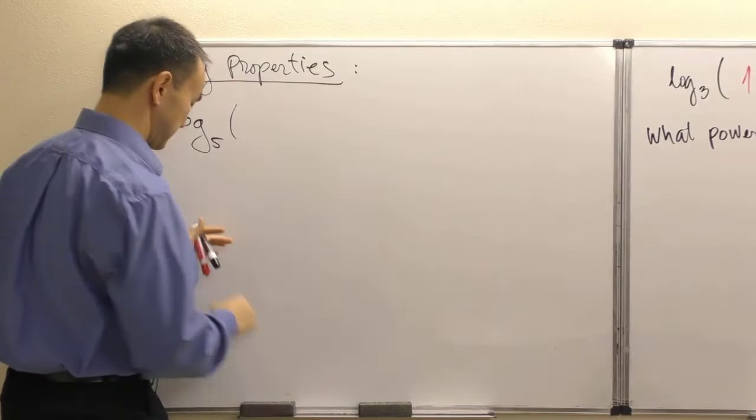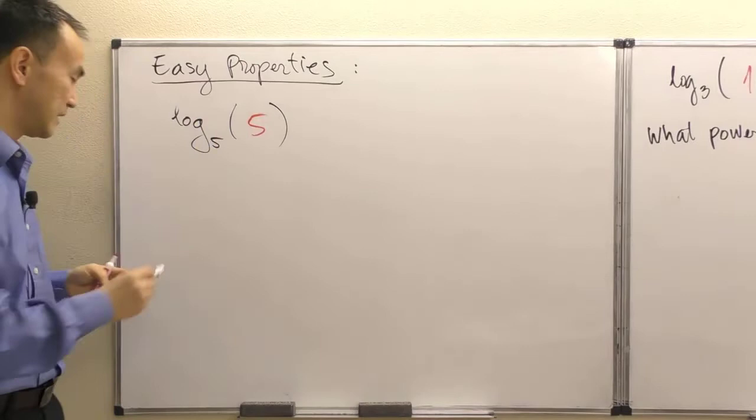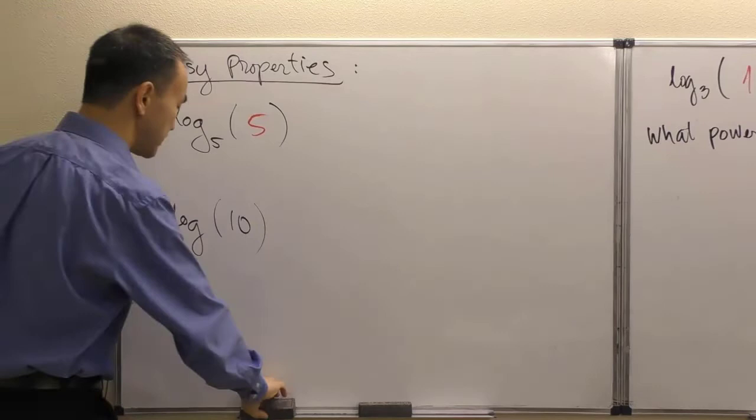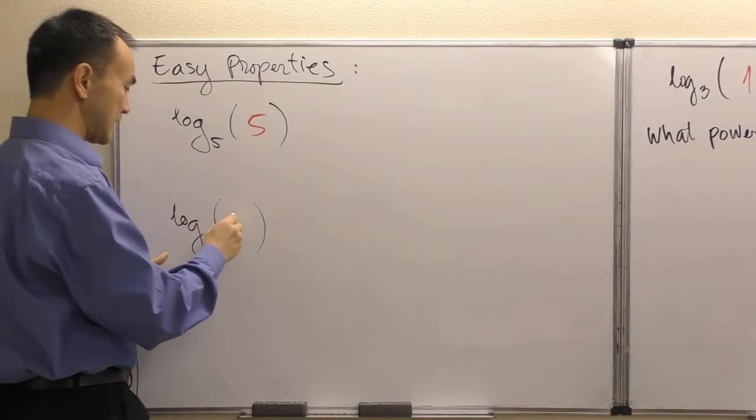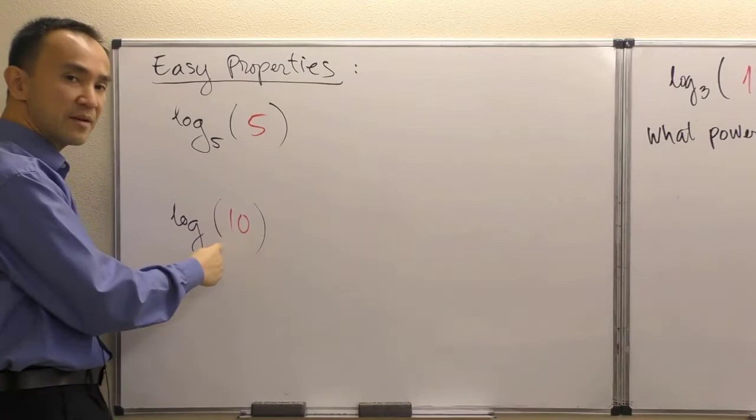Log base 5 of 5. All right, we want to find out the answer of log base 5 of 5. How about log base 10 of 10? Okay, so my intention is that the argument is exactly the same as the base. That's the general pattern that we're going through right now. The argument that I'm writing in red ink is identically the same as the base of our logarithm.